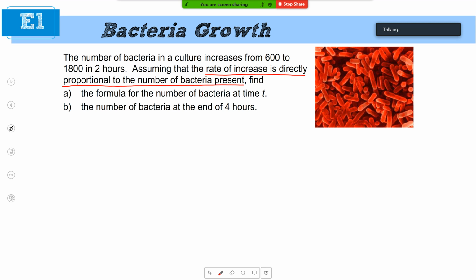Okay. We have something called a proportionality constant. For me, I'm going to use K because I like to be a rebel and not use C.